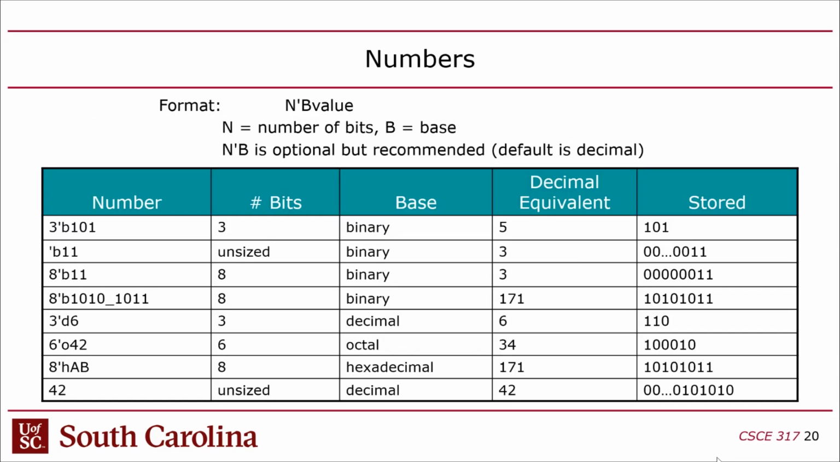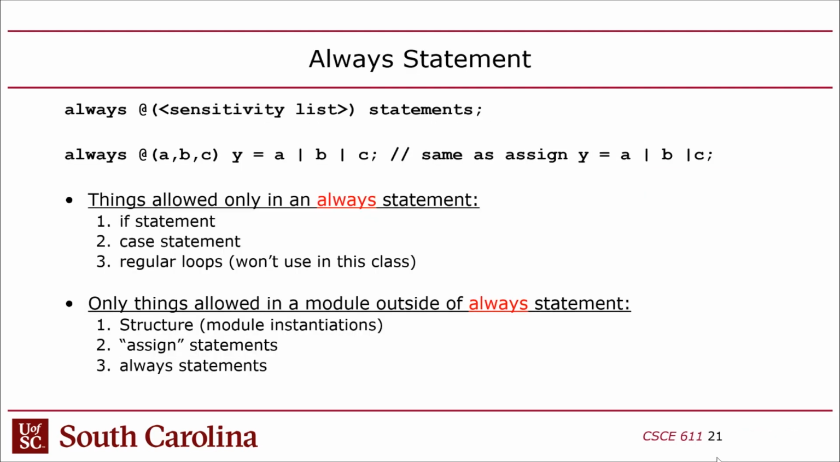Gave some examples. Talked about numbers and how you represent numbers. And then we got to the always statement. Now this always statement is also called a process. In VHDL, it's called a process. But even in Verilog, if you simulate it, it's listed as a process. I don't know where that term comes from, but essentially it's a block of code that behaves atomically like a circuit, right? That's essentially what an always is.